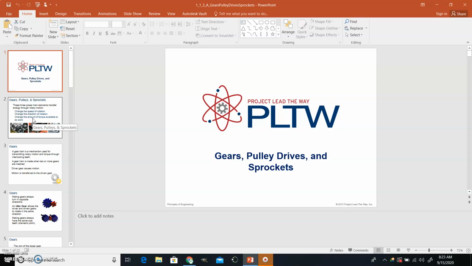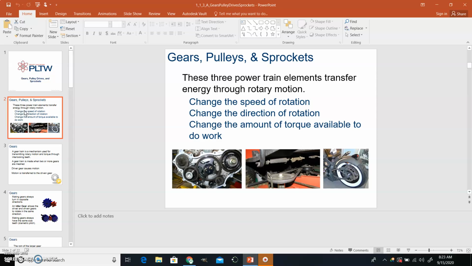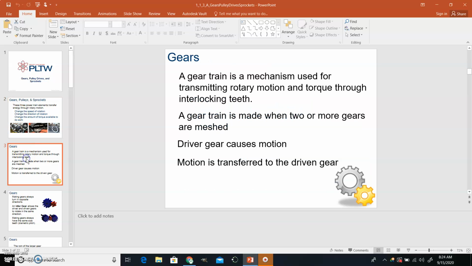Some of it is good information for us to have when we start talking about gears, pulley drives, and sprockets. Okay, so let's start looking at these. These three powertrain elements transfer energy through rotary motion. So they can change the speed. When you change the different gears and different sizes, you are going to change the speed. You're also going to change the direction of rotation. For example, if you use idler gears and things like that, that will change the direction of the gears, which we will talk about here in a moment. And then also change the amount of torque available to do the work.